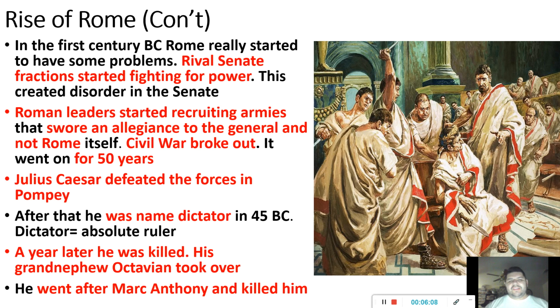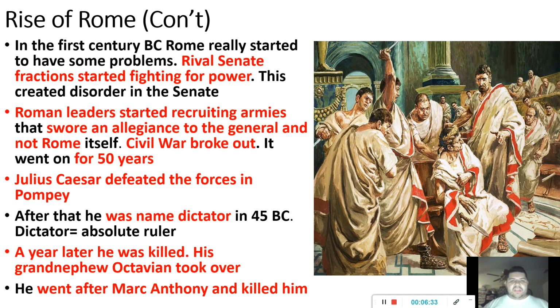Now, the term civil war doesn't mean, oh, excuse me, I'm going to shoot you now, haha, you died. No, not like that type of civil. A civil war means when people in a country fight each other. So citizen versus citizen. That's called a civil war. And that's what happened in Rome for about 50 years. They started fighting each other.